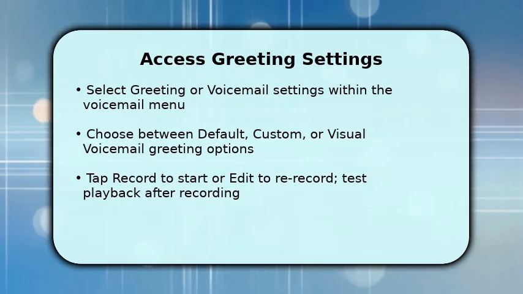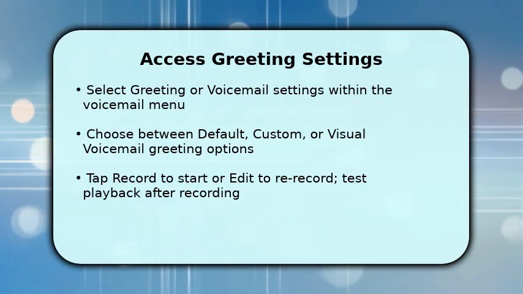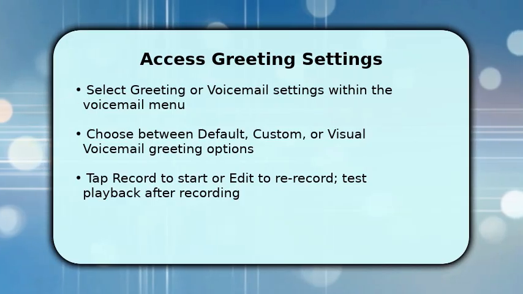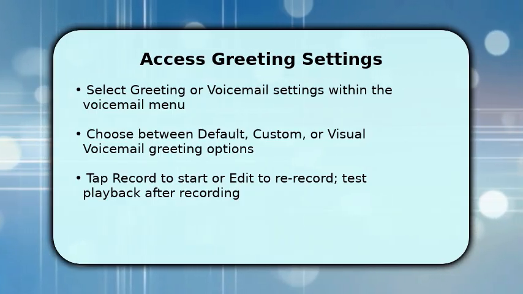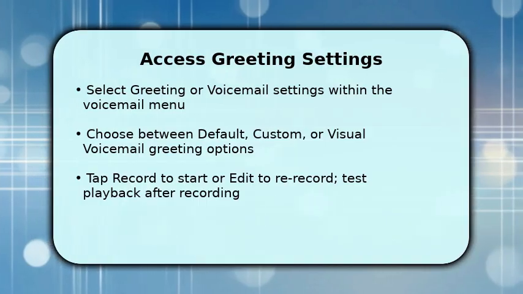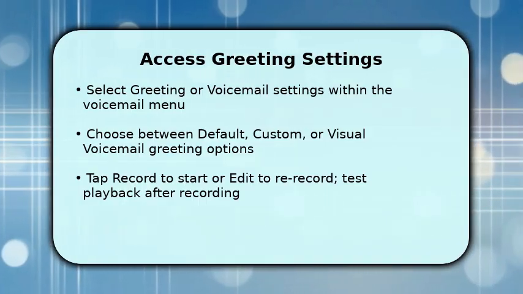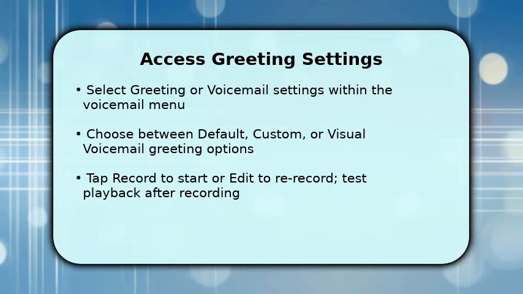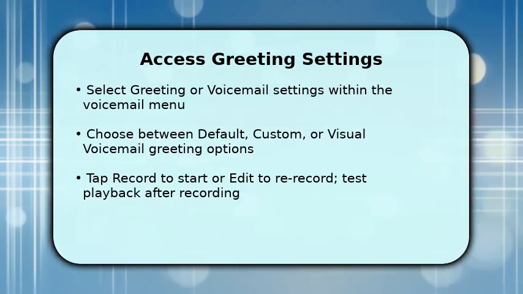Tap Custom, then Record. Speak clearly and leave a one-sentence intro, your name, and a callback instruction. Make sure to use a calm pace and pause briefly before ending. Once recorded, press Save and immediately tap Play to confirm clarity and correct length, so callers hear the intended message.